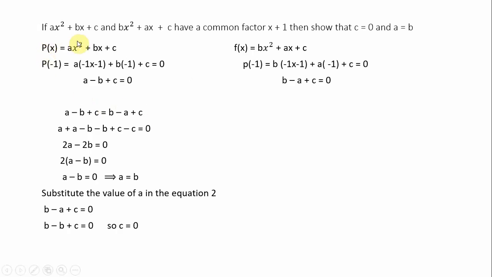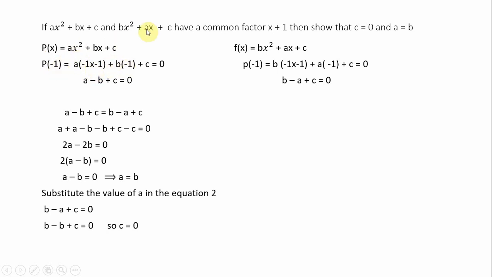If ax square plus bx plus c and bx square plus ax plus c have a common factor x plus 1, then show that c is equal to 0 and a is equal to b. Both you need to do. You are given that these are the two polynomials and you have x plus 1 as a common factor already. Means what? When you substitute x is equal to minus 1 in the given two polynomials, you are going to get them as 0, right? According to the factor theorem. P of x is equal to ax square plus bx plus c and P of minus 1 is equal to a into minus 1 square plus b into minus 1.